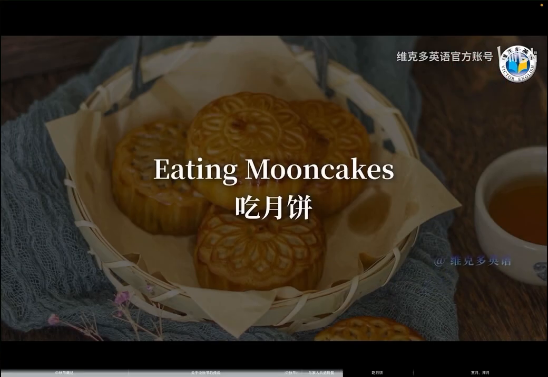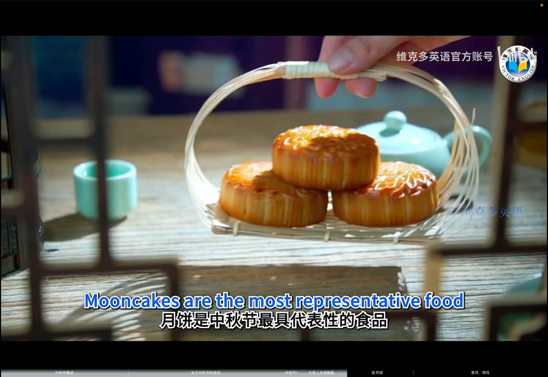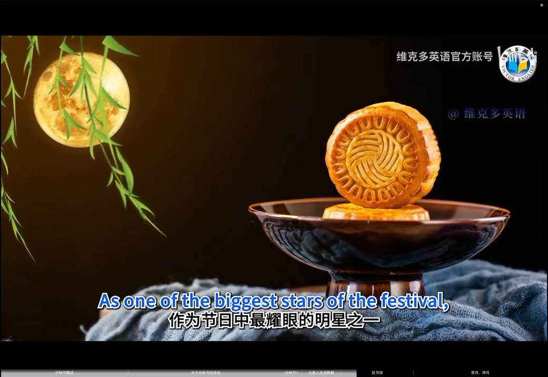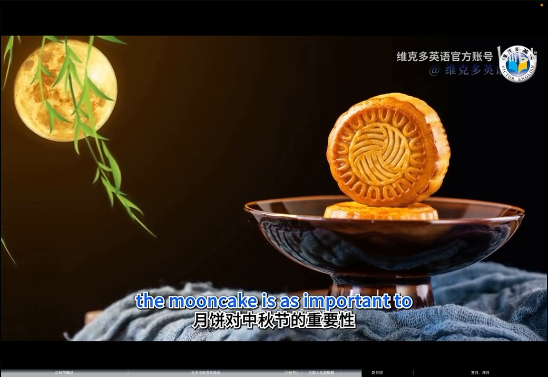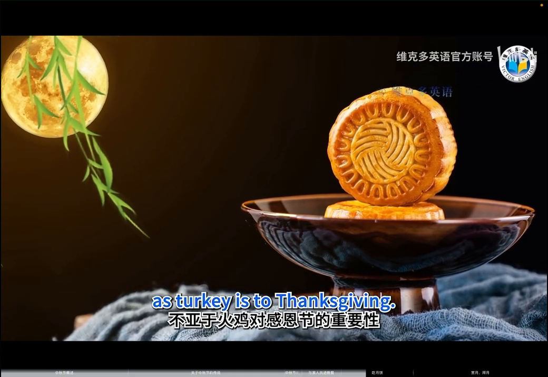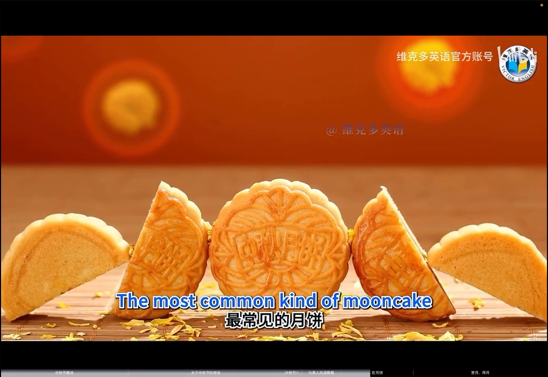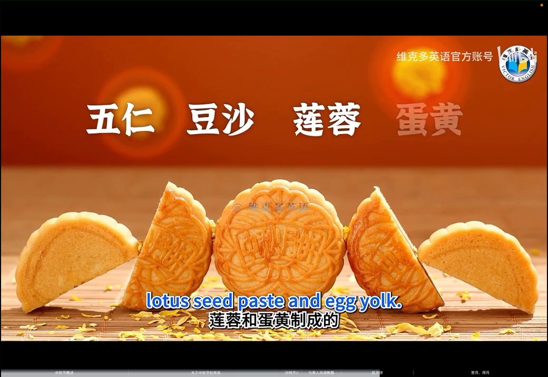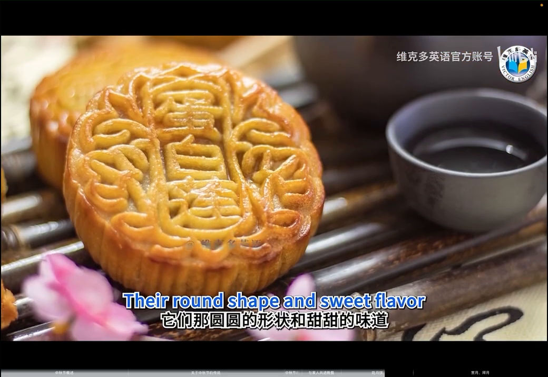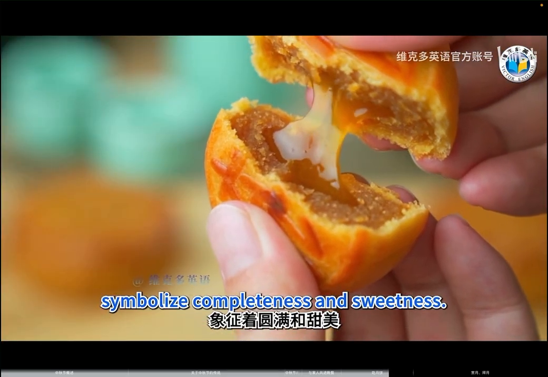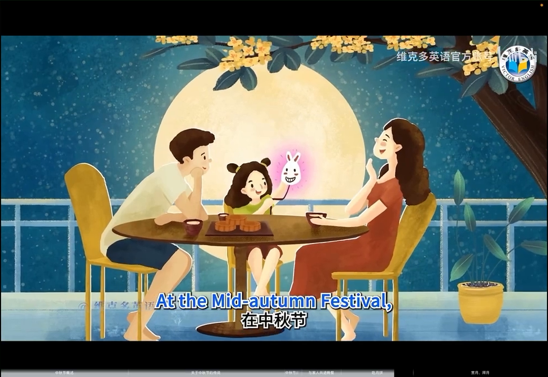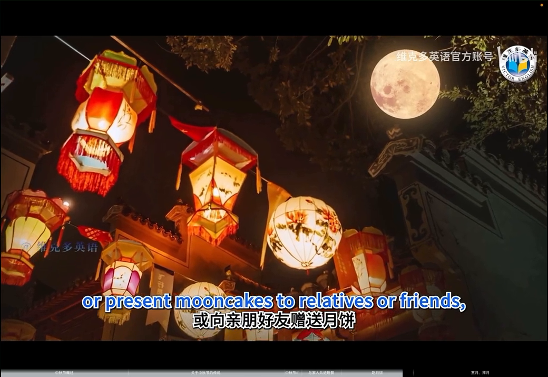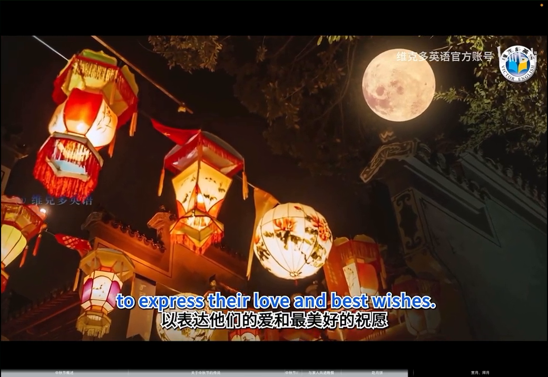Eating mooncakes. Mooncakes are the most representative food for the Mid-Autumn Festival. As one of the biggest stars of the festival, the mooncake is as important to the Mid-Autumn Festival as turkey is to Thanksgiving. The most common kind of mooncake is made of 5-nut filling, red bean paste, lotus seed paste, and egg yolk. Their round shape and sweet flavor symbolize completeness and sweetness. At the Mid-Autumn Festival, people eat mooncakes together with family, or present mooncakes to relatives or friends, to express their love and best wishes.